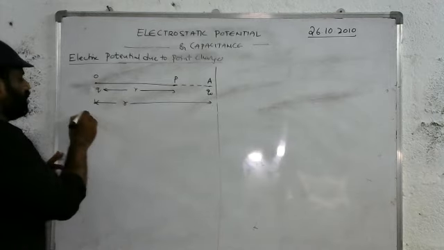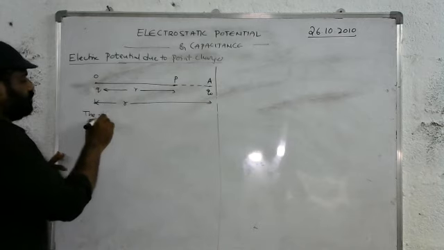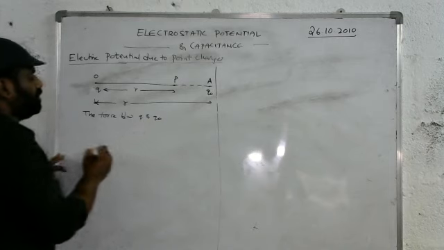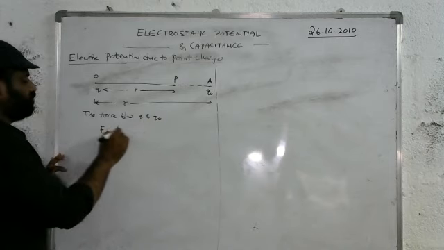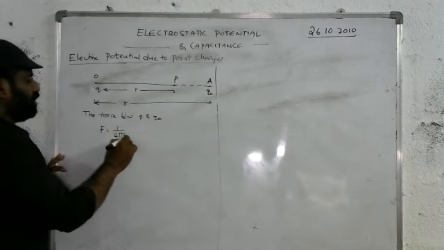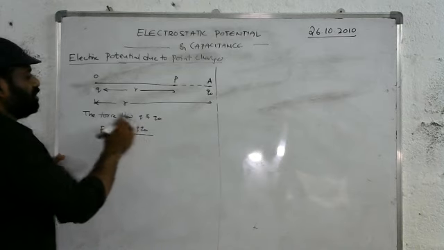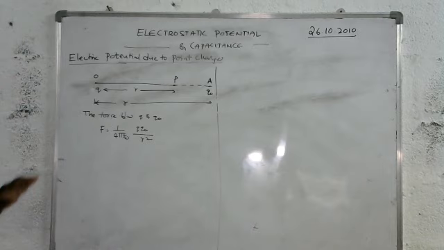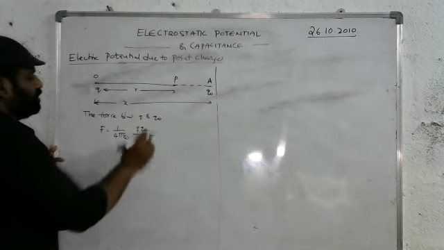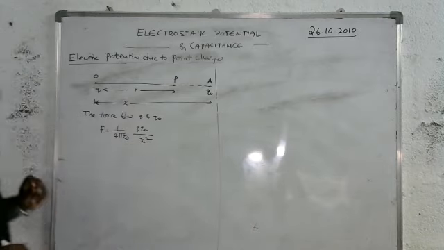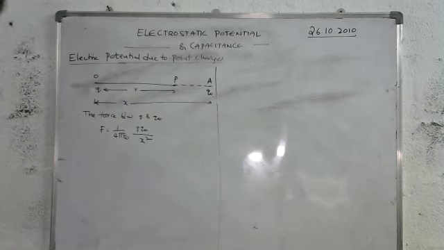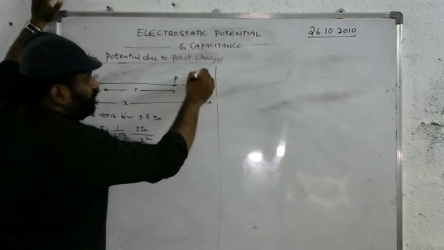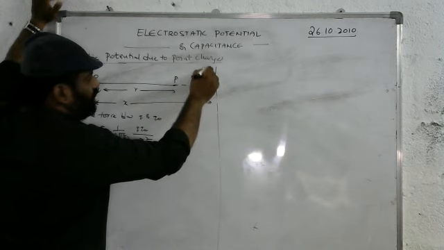According to Coulomb's inverse square law, the force between Q and Q naught is F. F is equal to 1 by 4 pi epsilon naught into Q Q naught by the square of the distance between them. Let the distance be x, so it is x square. Now the test charge is moved from A to B through a distance dx.